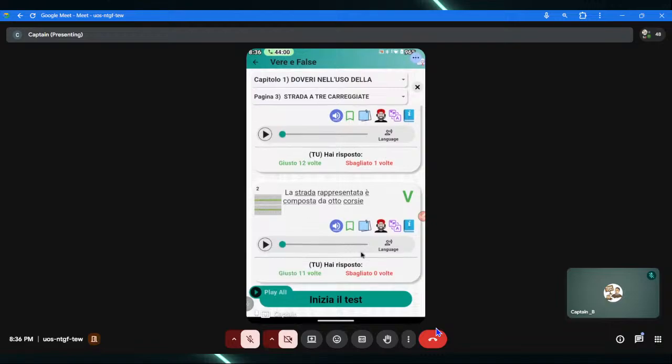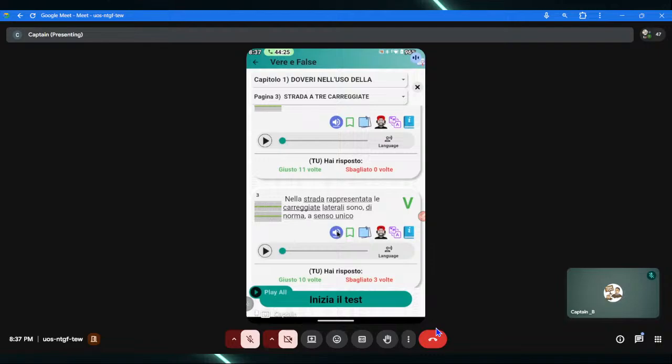Number 2. La strada rappresentata è composta da 8 corsie. Now, he said the road representing is composed of 8 corsie, meaning 8 lanes. And I showed you before. And the answer is vero.